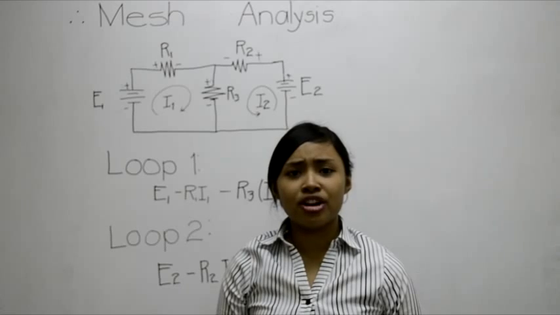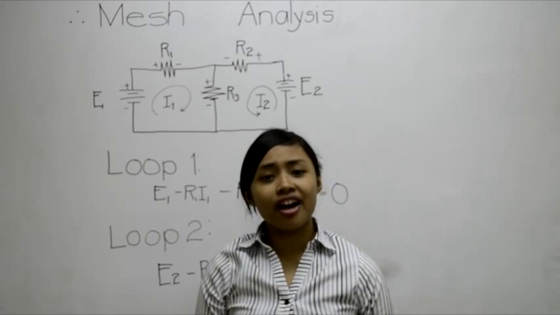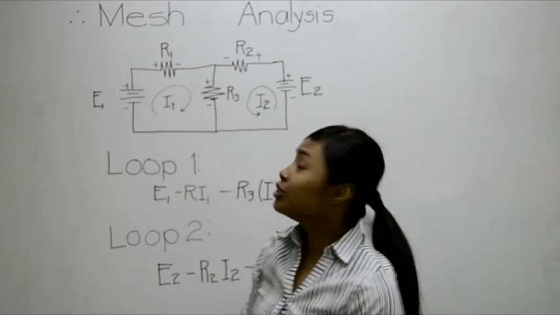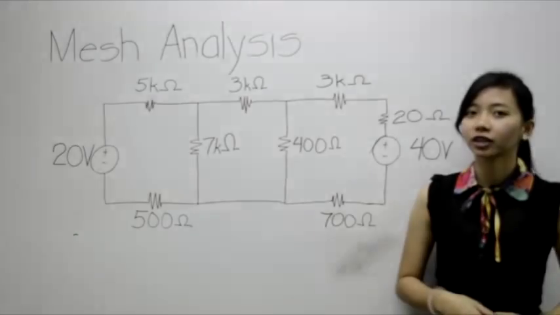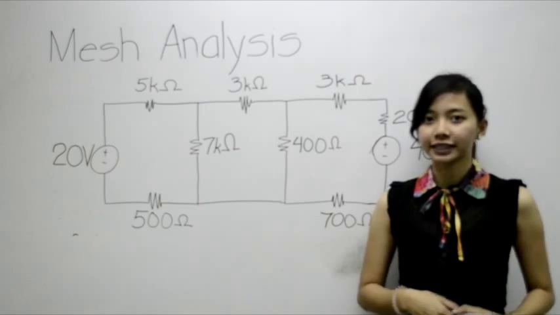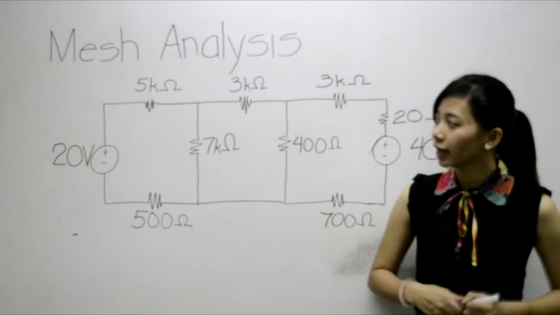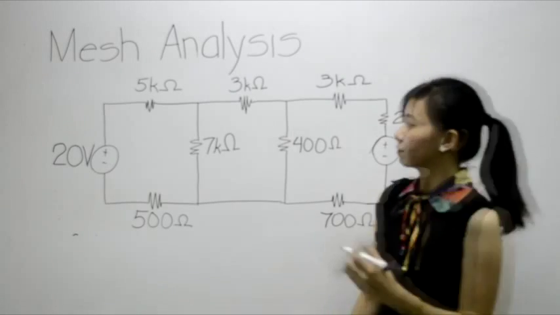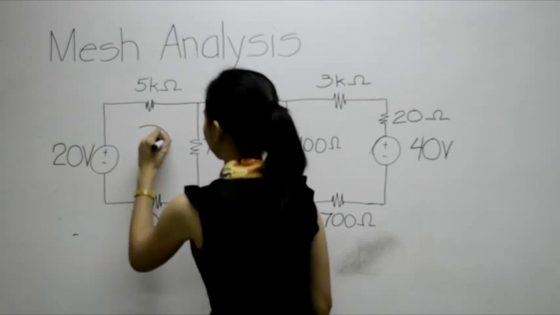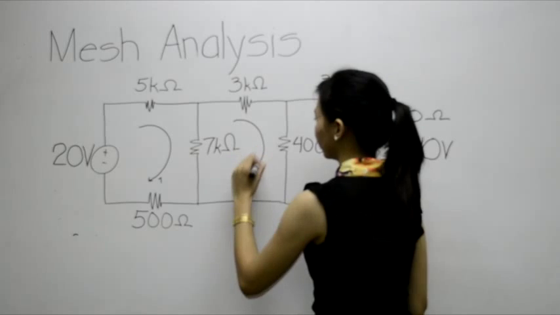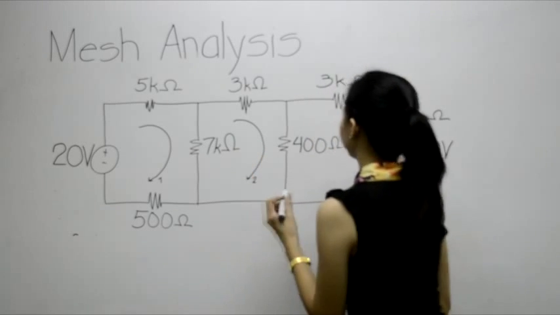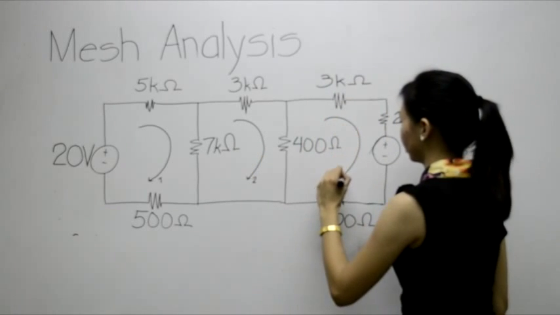Now, the next part we'll have a numerical example for mesh analysis. For another example, let us consider this circuit. In this circuit, we have 3 loops. First, this closed path. Second, and third.